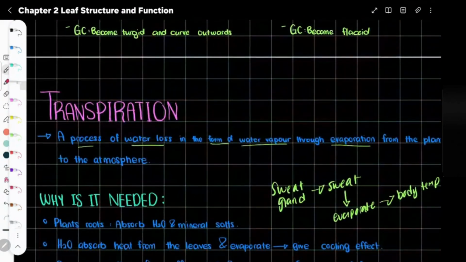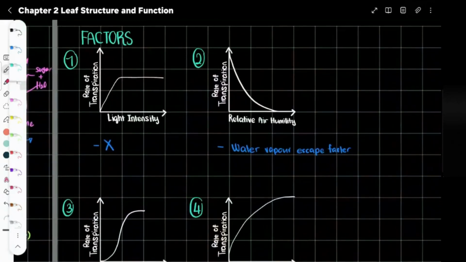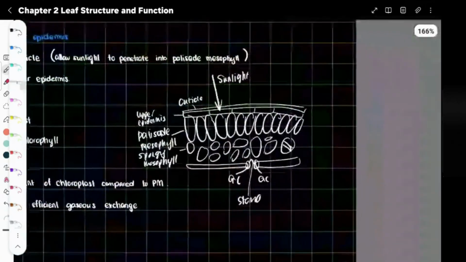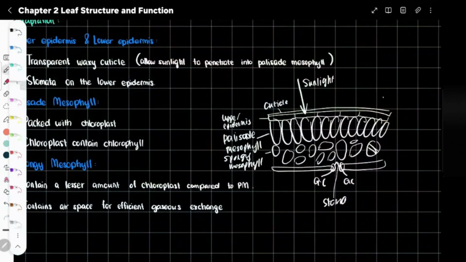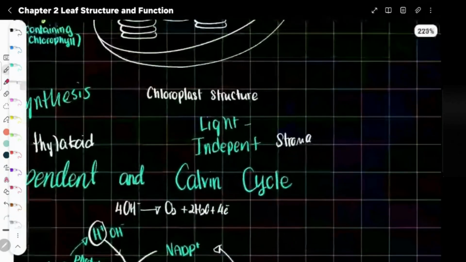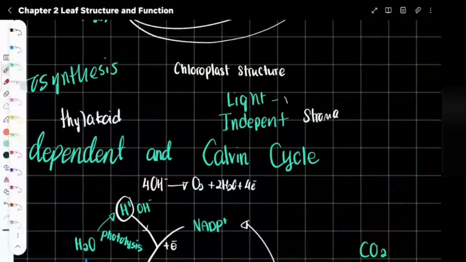Transpiration, we learned that is evaporation, but in the form of water vapor, and the factors that affect transpiration. And for photosynthesis, we learned the leaf already, and we use common sense to find out the function. And then the structure of the chloroplast and the light independent reaction.